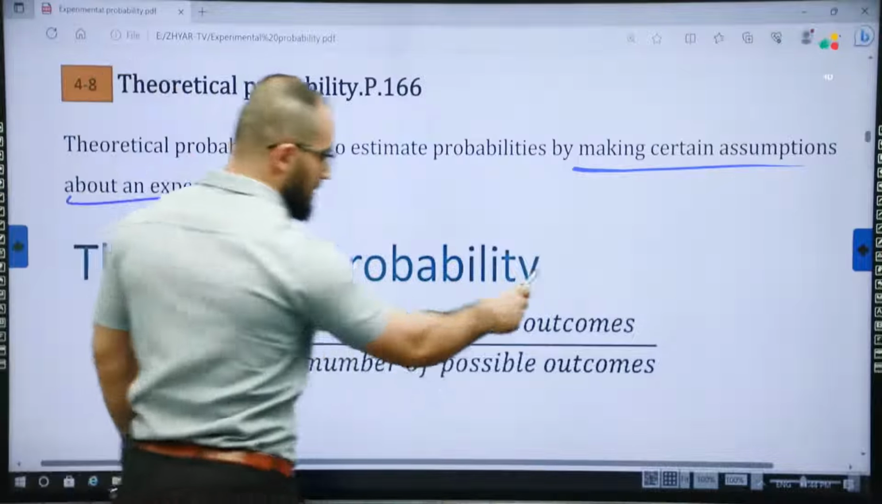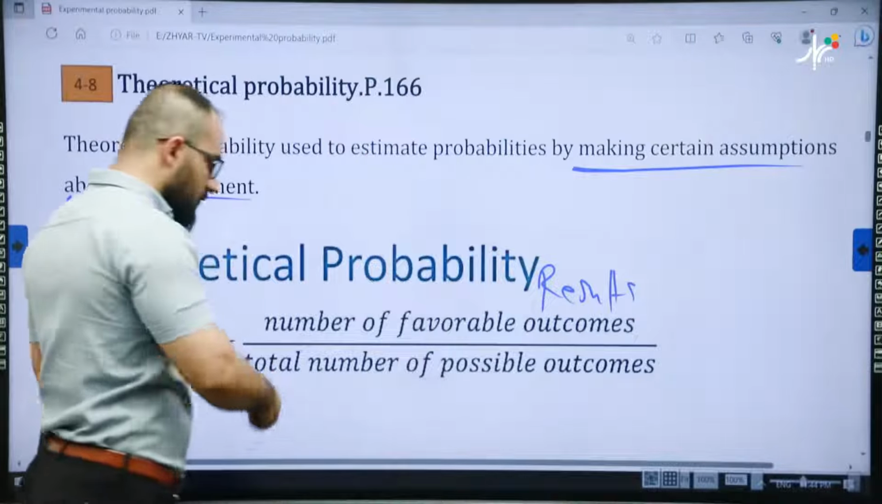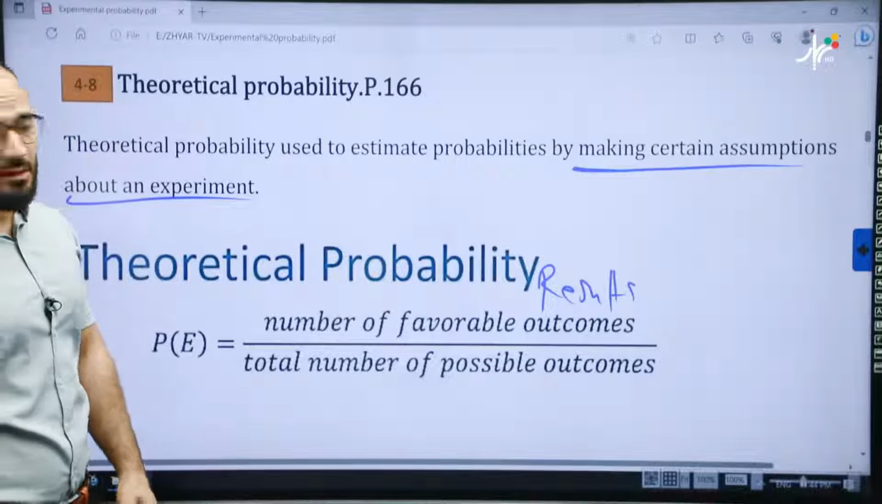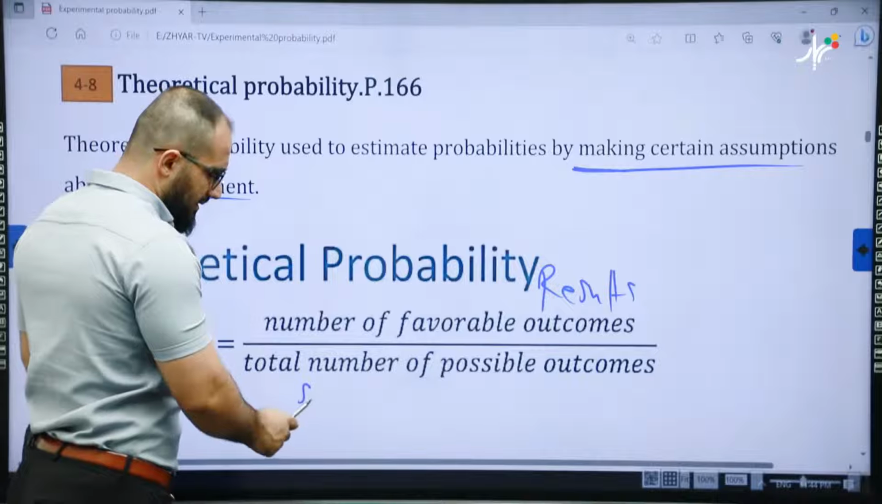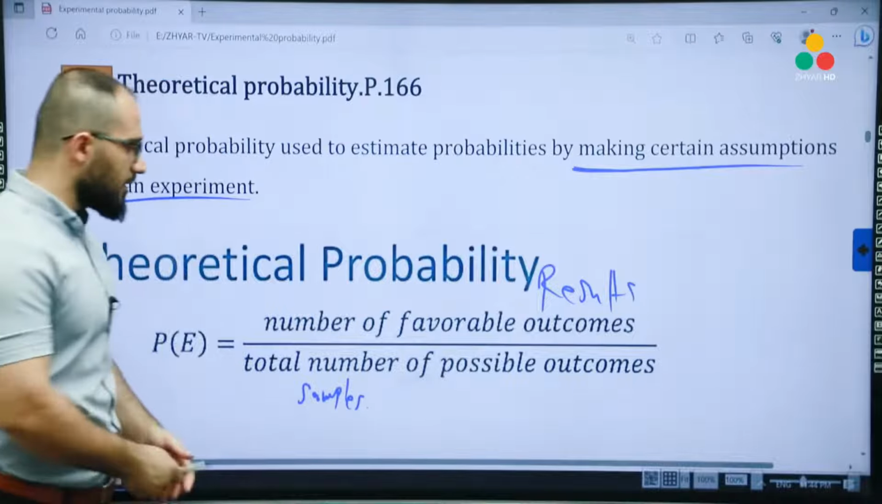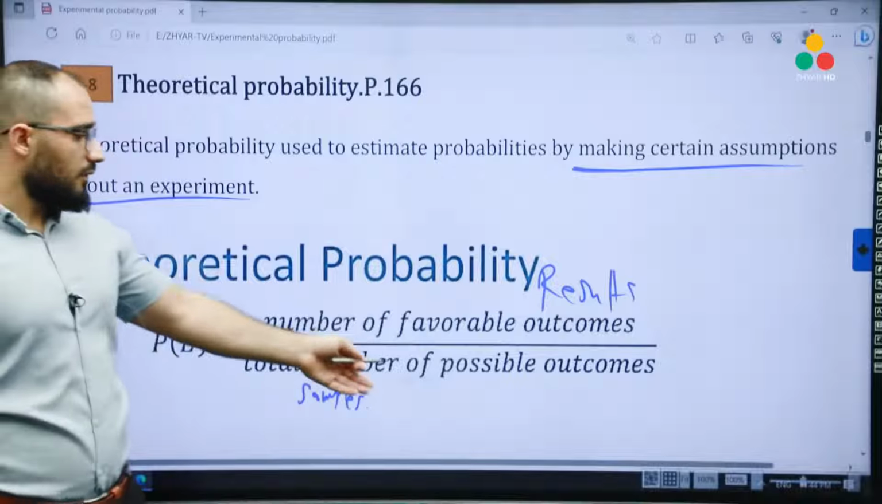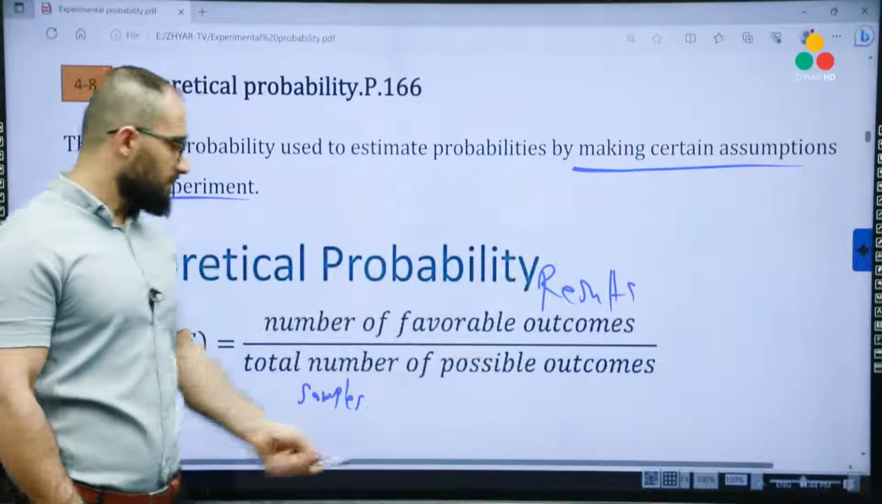Outcomes means results, over total number of possible outcomes, or you can say that it is the sample space, all possible outcomes. So the number of favorable outcomes, the results, over total number of possible outcomes.